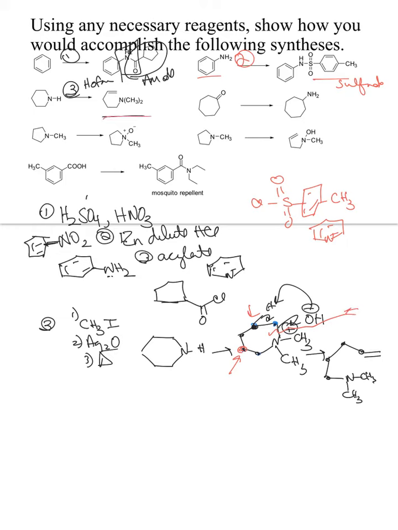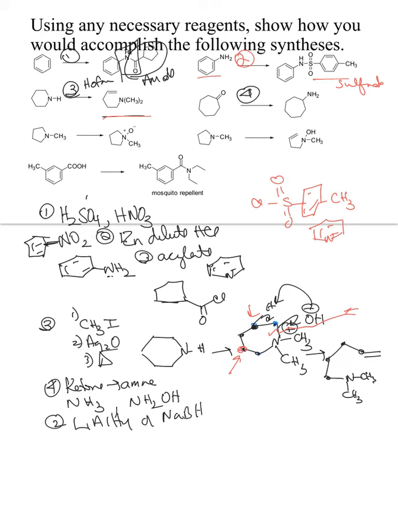That is your product. Okay, going to the next one, 4. You go from a ketone to an amine. The best way to do this would be just using ammonia, or you could use hydroxylamine, NH2OH, and then you would reduce that with lithium aluminum hydride or sodium borohydride. I think your book uses lithium aluminum hydride and then does the acid workup. That's reductive amination whenever you go from a ketone to an amine.